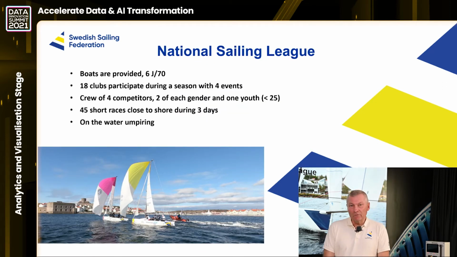And as we mentioned, we have J70 boats. We have typically 6 boats provided for the event, for the cruise. And 18 clubs participate in our sailing league during the season in 4 events. Each crew is about 4 people, and we have short races, and we umpire the races on the water. I am the head umpire myself, so I keep myself quite busy, and it's very exciting and fun.